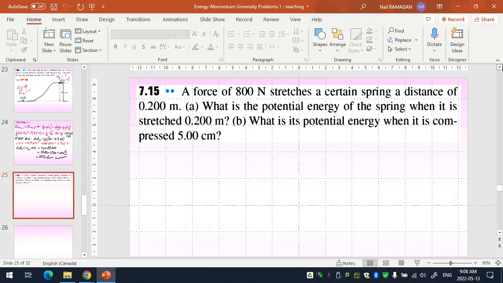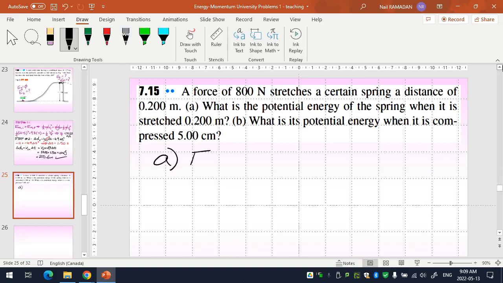First question. A force of 800 newtons stretches a certain spring a distance of 0.2 meters. What's the potential energy of the spring when it's stretched that much? Okay, what's the equation? Again, this is the easy way. What's the equation for the energy stored in a spring?